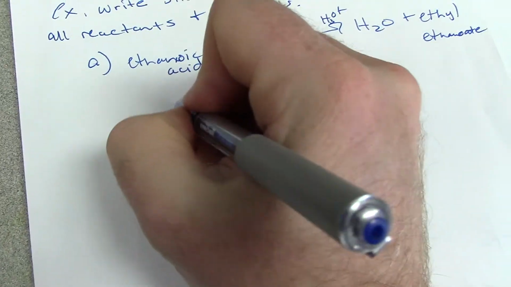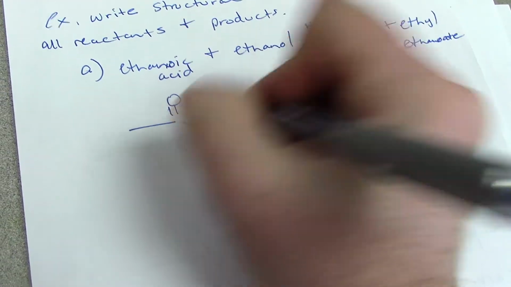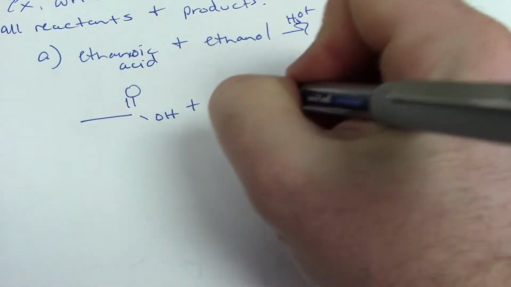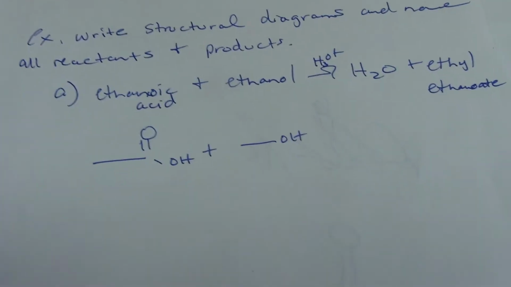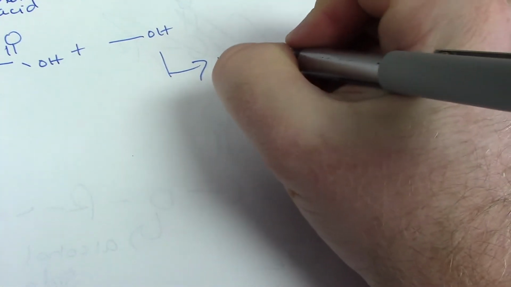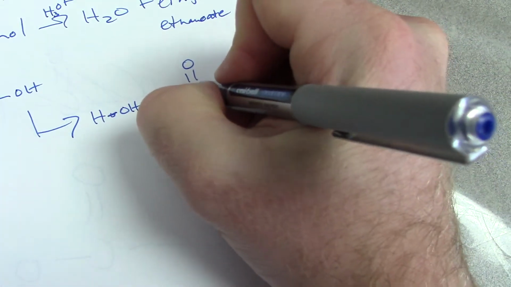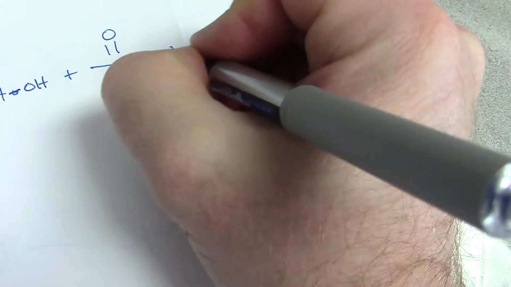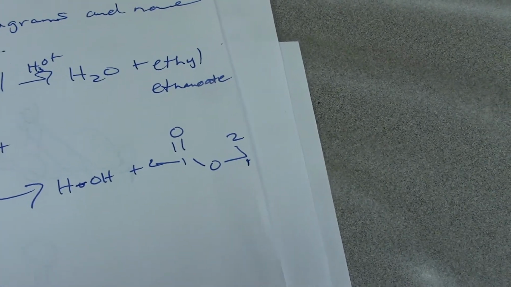So this is ethanoic acid plus ethanol. Okay. This makes your HOH plus, one, two, plus the ethyl ethanoate. Okay?